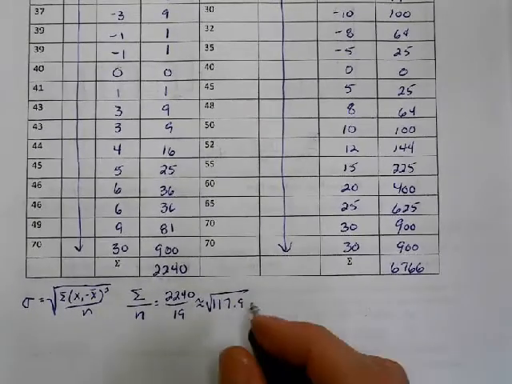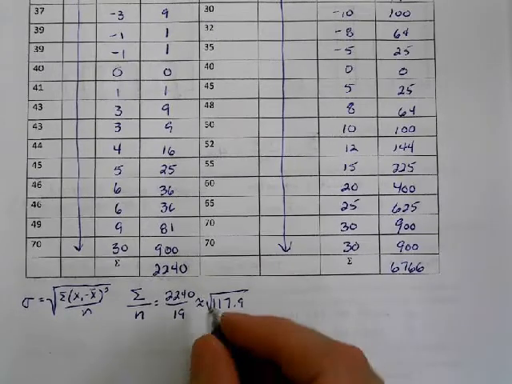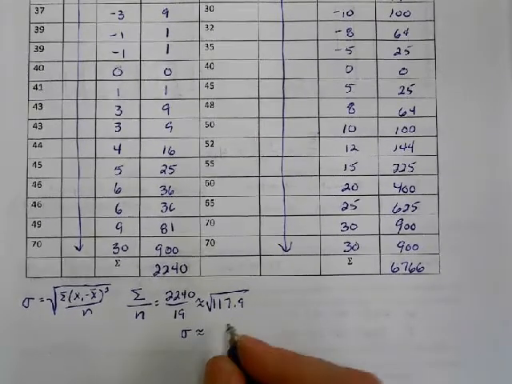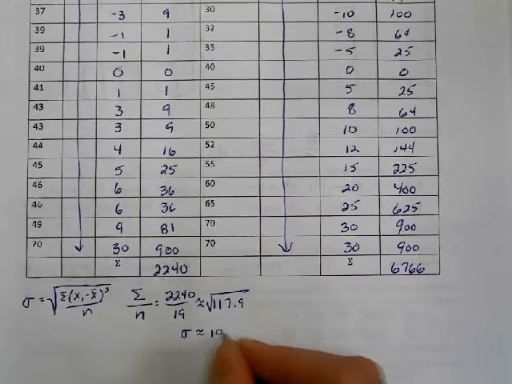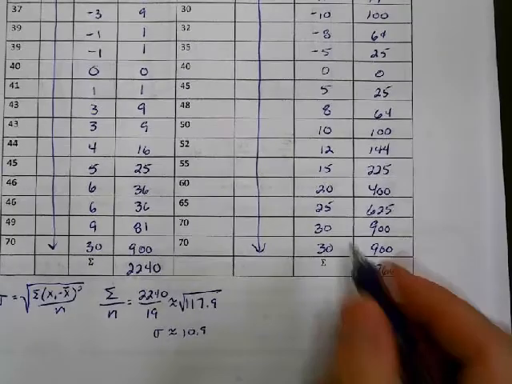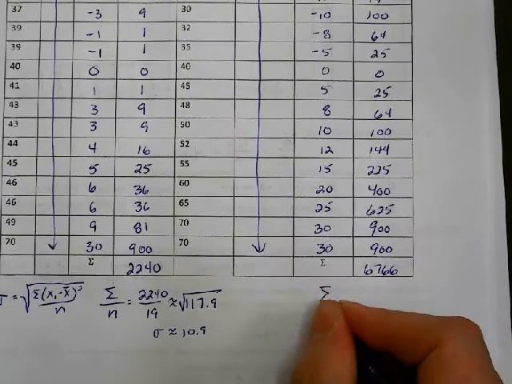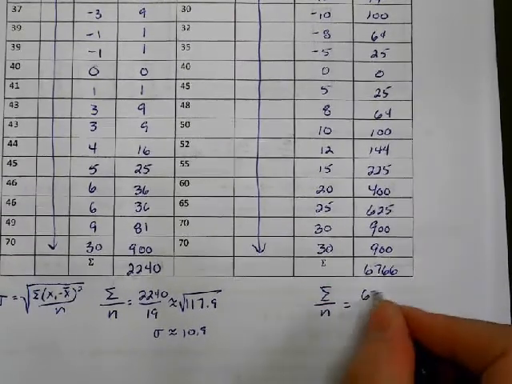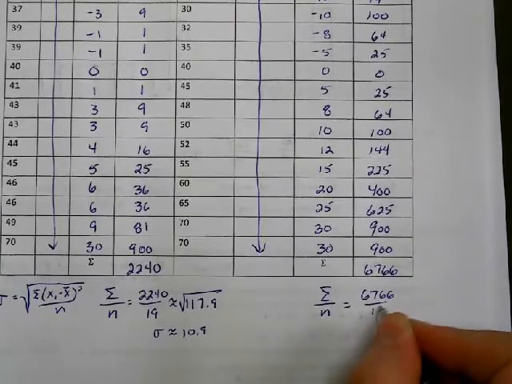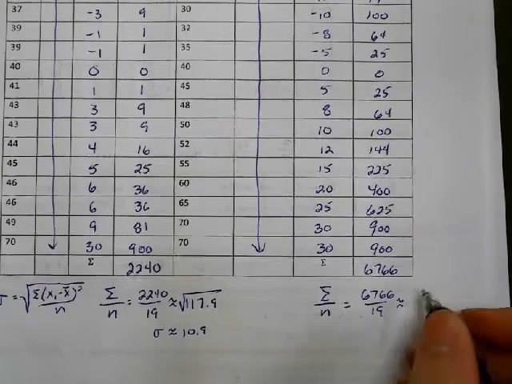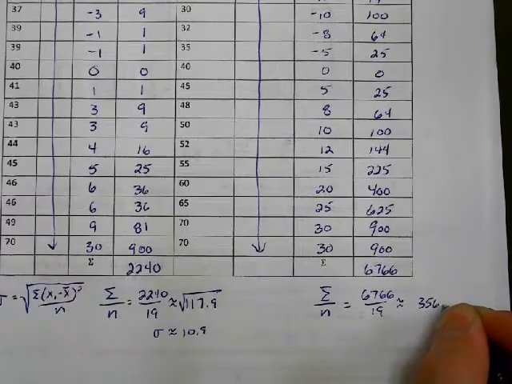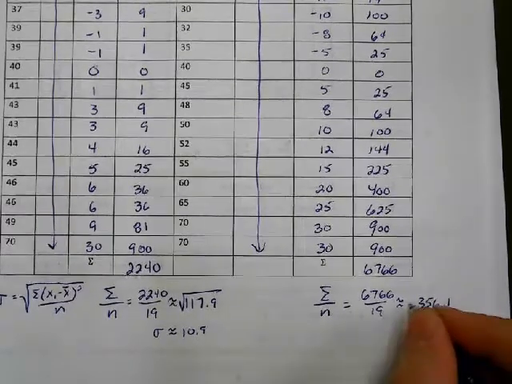All right, so now I take the square root, and we get approximately 10.9. On the other set of data, I do the same thing. I take the sum divided by the number of numbers, so that's 6766 divided by 19. That comes out to approximately 356.1, square root, and we get 18.9.